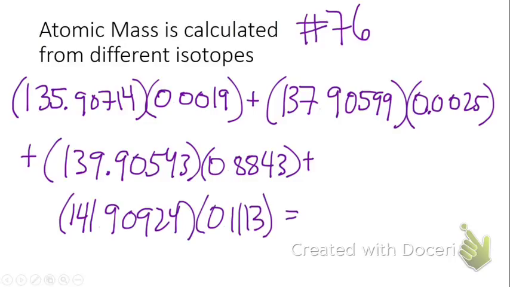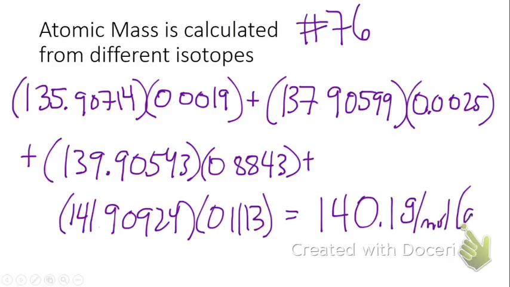When we add all of these up, what we find is something that is about 140.1 grams per mole, or atomic mass units. And if we go to our periodic table and we look for something that is about 140.1 grams per mole, we find that that element is cerium. And so we can use isotopes to help determine the atomic mass of an element.